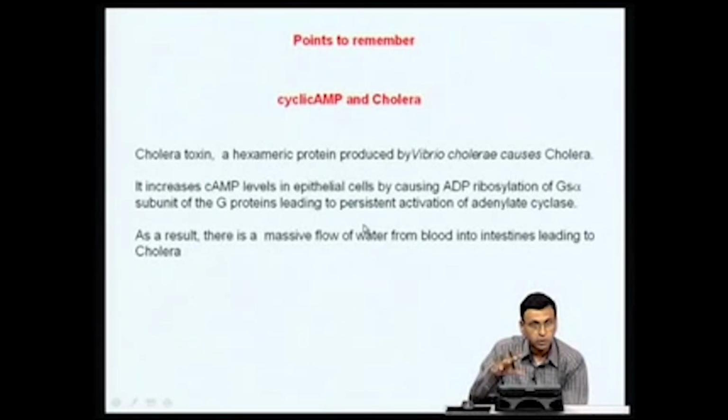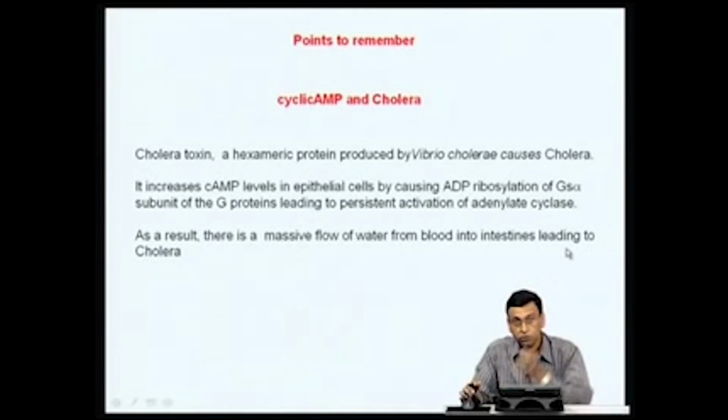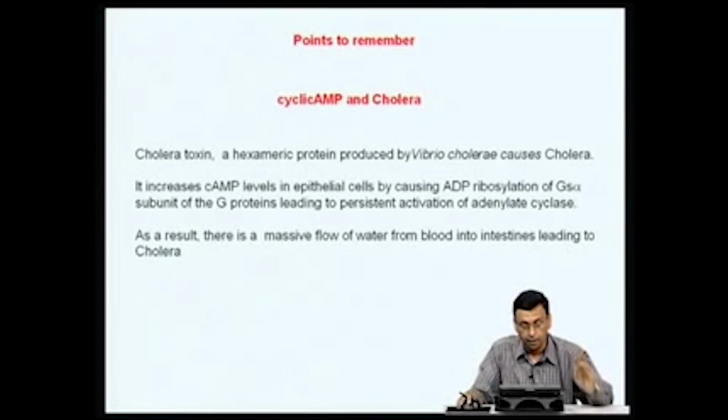There is also a very important link between cyclic AMP and cholera. Cholera toxin, a hexameric protein produced by Vibrio cholerae, causes cholera. The cholera toxin activates a GPCR pathway and increases cyclic AMP levels in epithelial cells by causing ADP ribosylation of the G alpha subunit. Therefore, there is persistent activation of adenylate cyclase and continuous production of cyclic AMP, and as a result there is a massive flow of water from blood into the intestines, leading to cholera. So, cyclic AMP is actually involved in diseases like cholera.